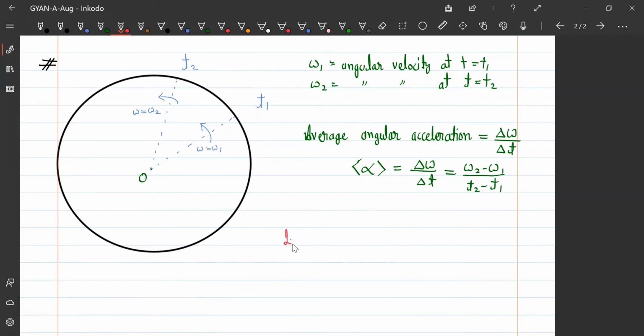And if you have average angular acceleration, so time को बहुत छोटा कर दिया, then you'll get instantaneous angular acceleration. That is denoted by just alpha. Alpha will be the rate of change of angular velocity, d omega by dt.